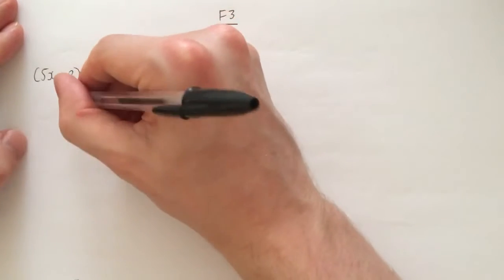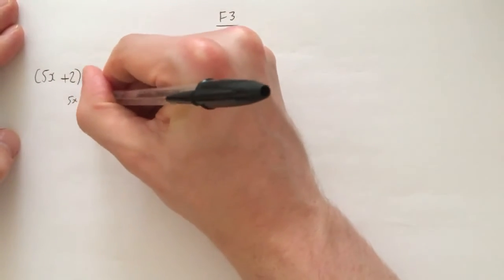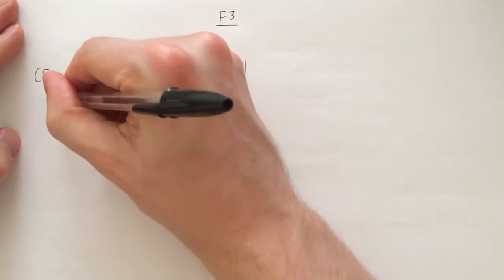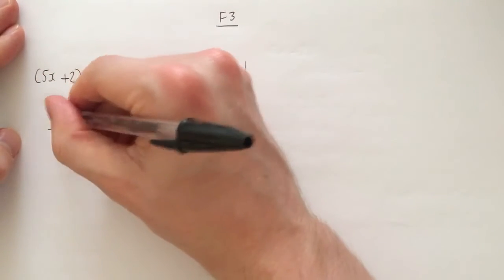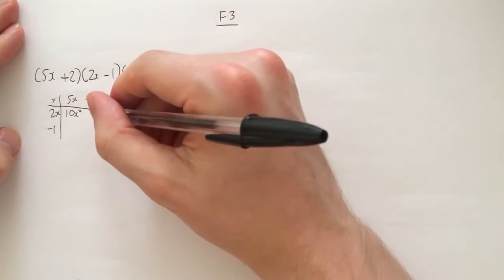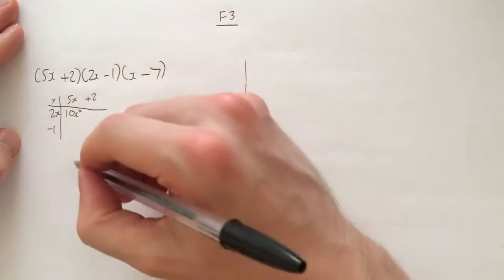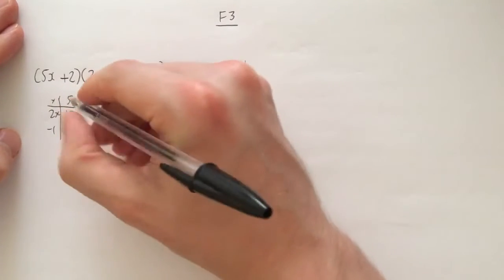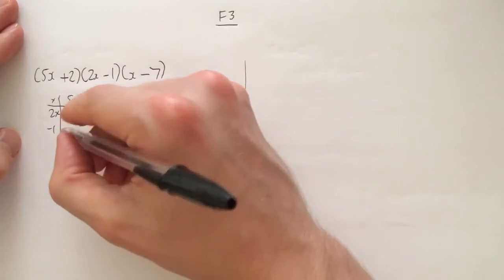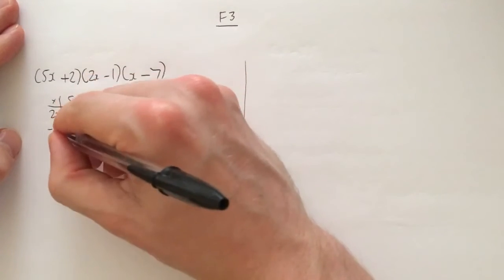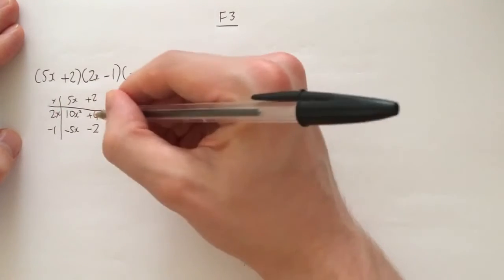The first two brackets first. So 5x plus 2, 2x minus 1. I multiply them. 5x times 2x is 10x squared. Do not forget the squared. X times x is x squared. Positive 2 times 2x is 4x. 5x times negative 1 is negative 5x. And positive 2 times negative 1 is negative 2.